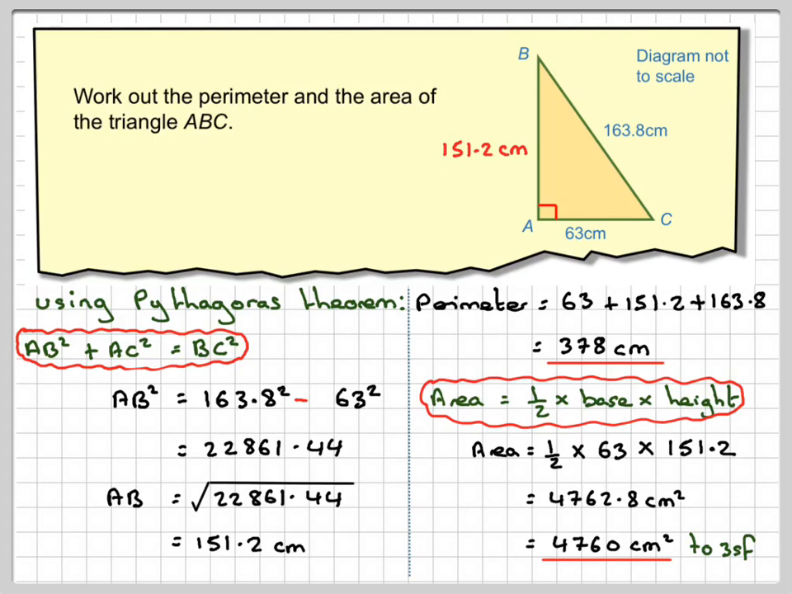So this has been a video to show you how to find the perimeter and the area of a triangle using Pythagoras' theorem to find a missing length.